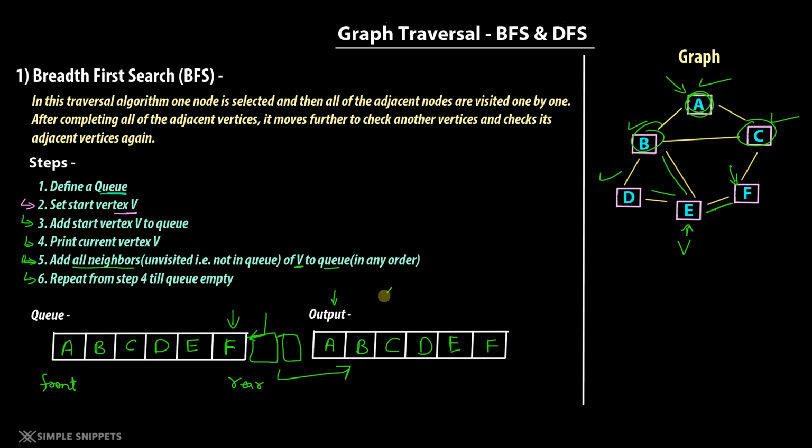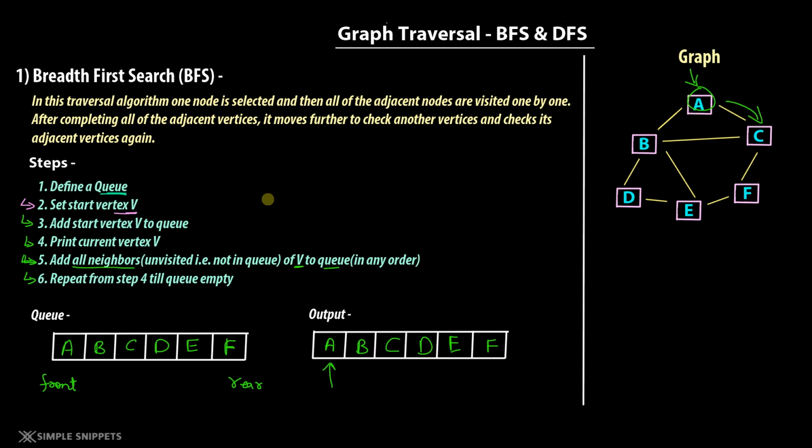So if you're wondering, is this the only valid output for BFS? Then no, that is not the case. So in case at the start, let's say when you are at A, after printing A, you could have also added C first in the queue, right? So at the place of B, you could have added C, and at the place of C, you could have added B. So even this is valid, right?